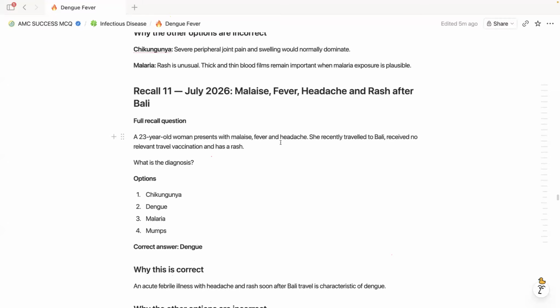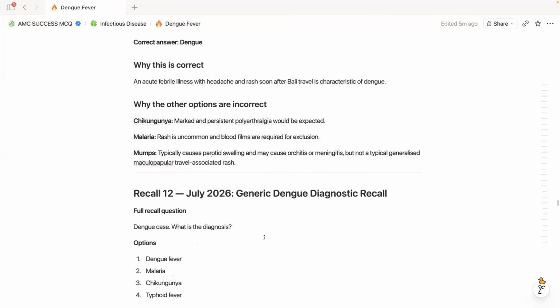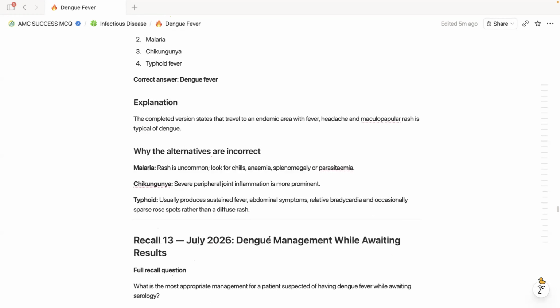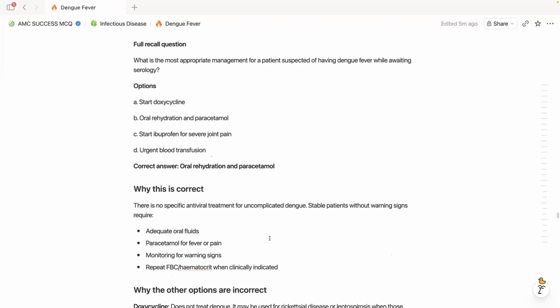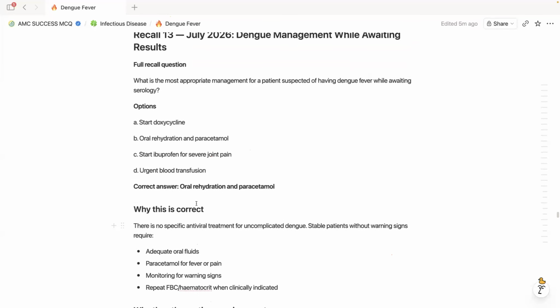A 22-year-old presents with malaise, fever, headaches. She recently traveled to Bali, received no relevant travel vaccination, and has a rash. Again, dengue. So now you know how dengue questions come in the exam. Mostly it's diagnosis, and this is the management. What is the most appropriate management for a patient suspected of having dengue fever while awaiting serology? This is oral rehydration and paracetamol.